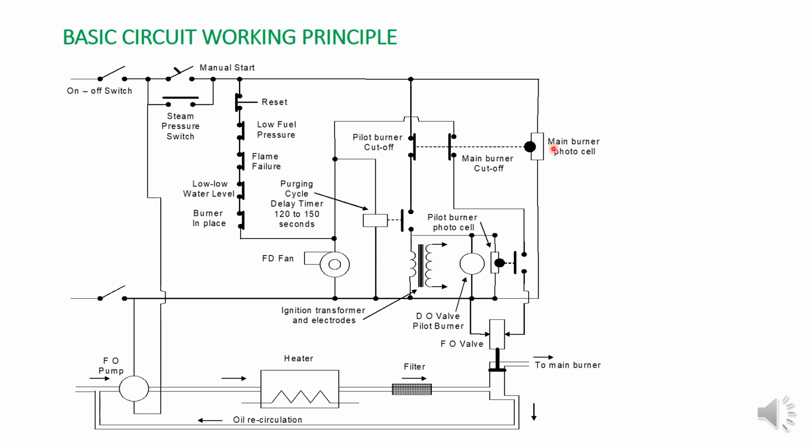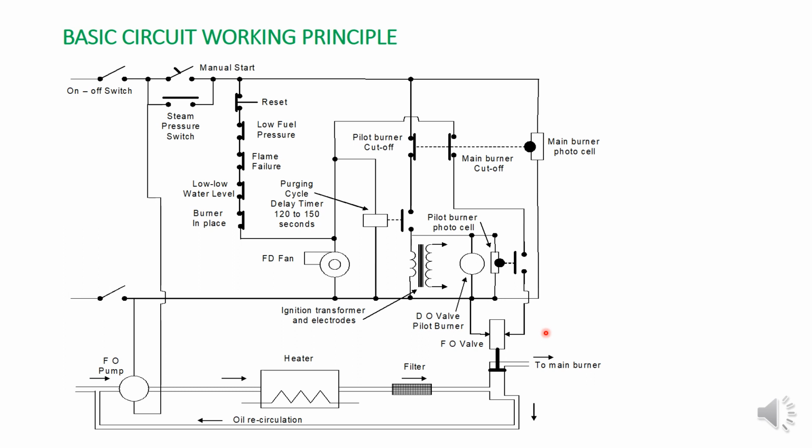Once the main burner fires, the main flame eye, as we discussed earlier, the main burner photocell, the main burner flame eye relay, will sense that the main burner is fired, so it will disconnect the pilot burner supply from here. It will disconnect this supply, so the pilot burner ignition transformer will cut off, the solenoid valve will shut off, and the pilot burner is cut off. So the pilot burner will no longer fire. Only the main burner is continuously fired and this solenoid valve is continuously activated. That is called the main burner cycle.